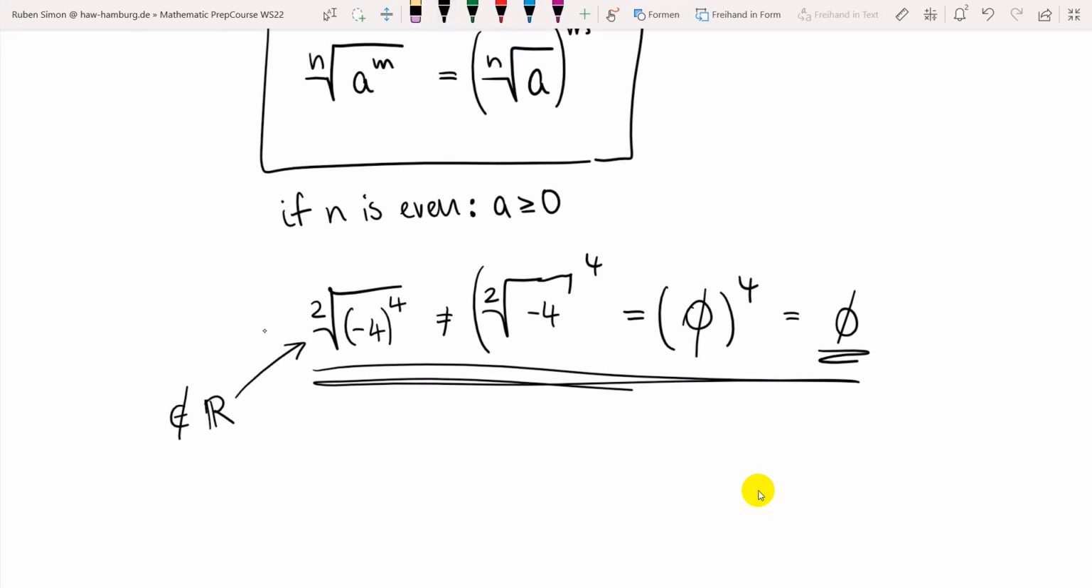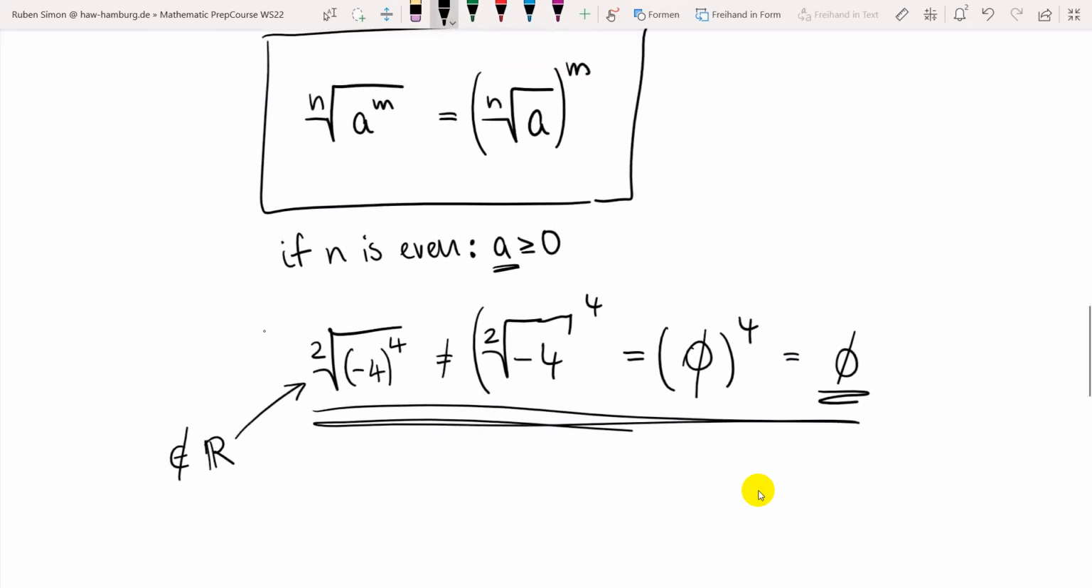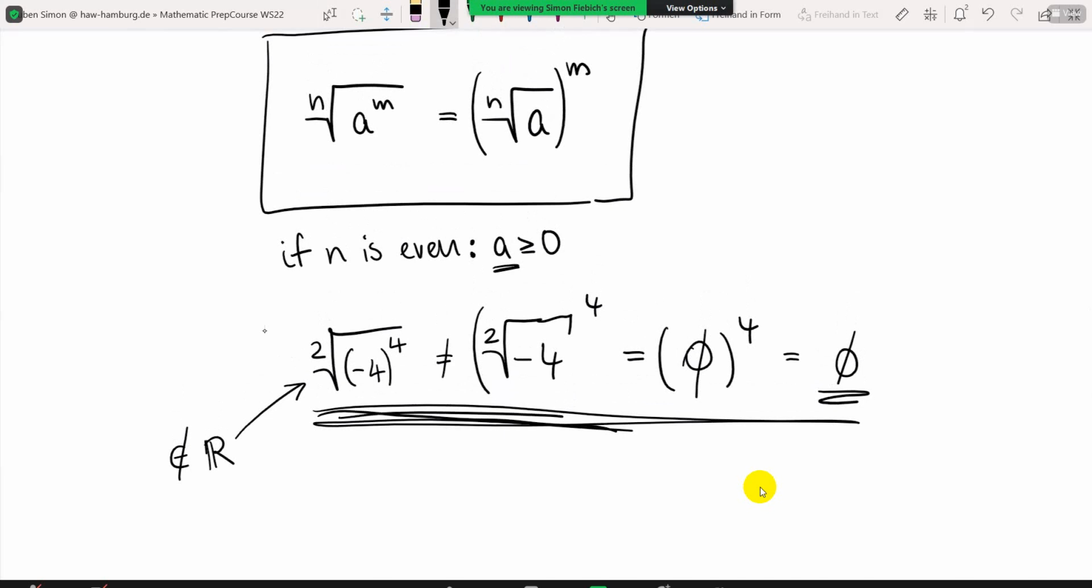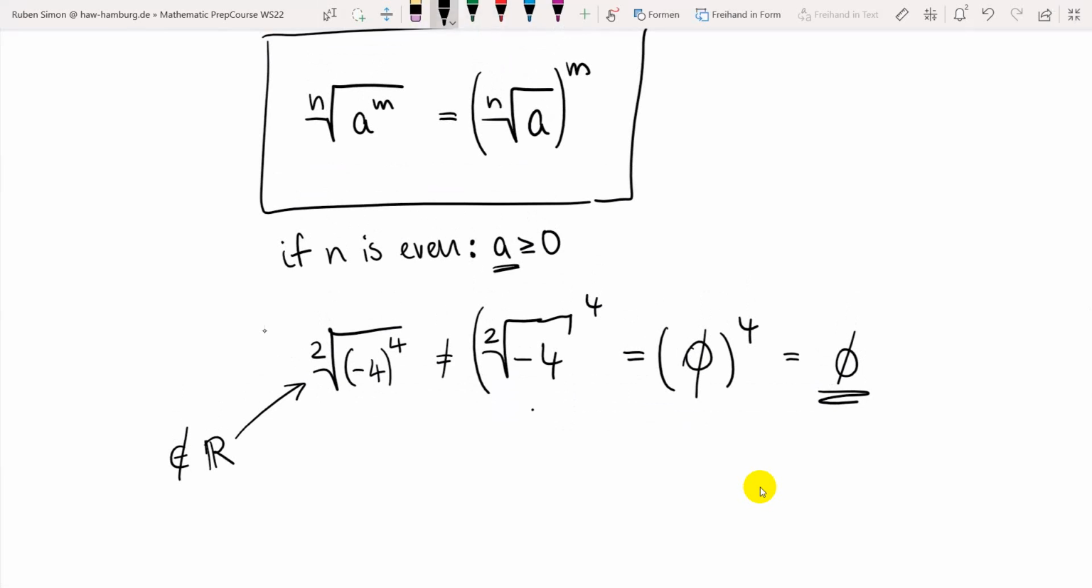Well, I say this is a real number because I've done something wrong. I applied the rule, even though I can't apply the rule actually, because n is an even number and my a, which is -4, is not greater than 0. So there is a mistake in applying this rule above in this case, because I have to pay attention to the right order in which I have to do the simplification of such a term. The order always goes from the inside to the outside, and that's why I have to start by calculating -4 to the power of 4. And if I do so, I will have -4 times -4, 4 times.